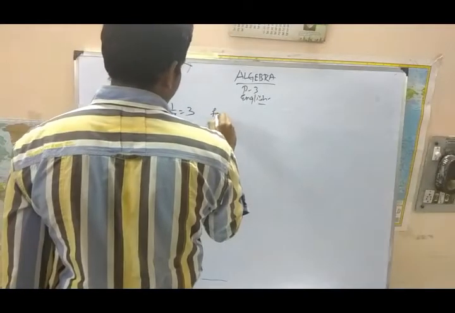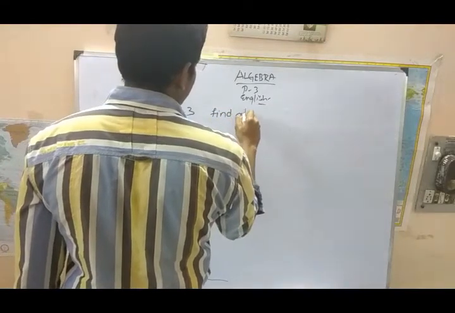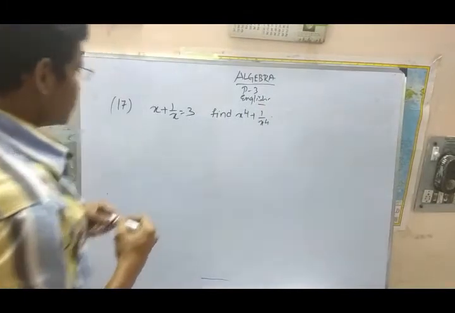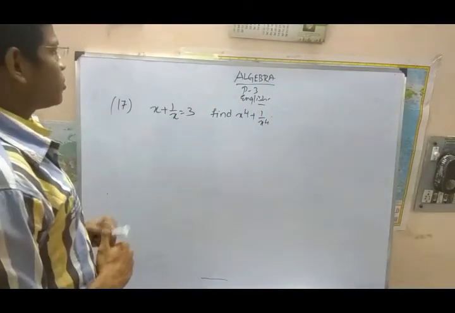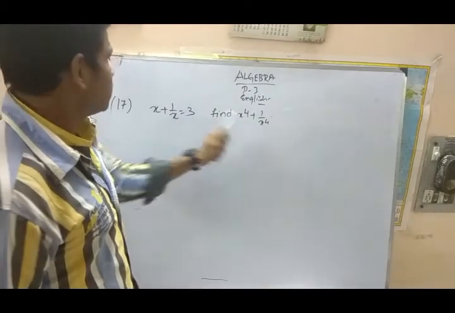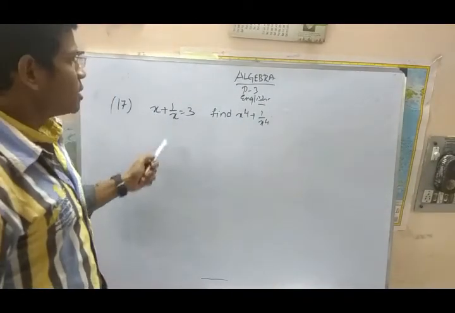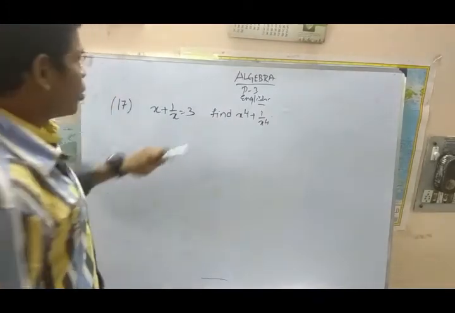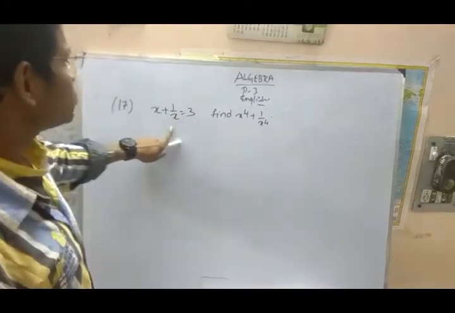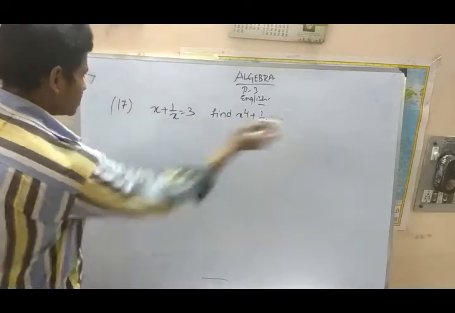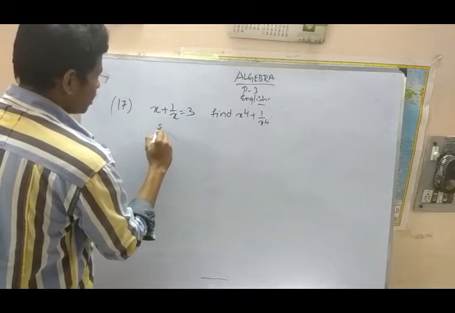Find x power 4 plus 1 by x power 4. Students, see, last time I told you that when there is x square in the question, we need to do squaring on both sides. But in this question we have x power 4. So in order to get x power 4, we need to do squaring on both sides twice. So first we will do it once. Let's do one time squaring on both sides.